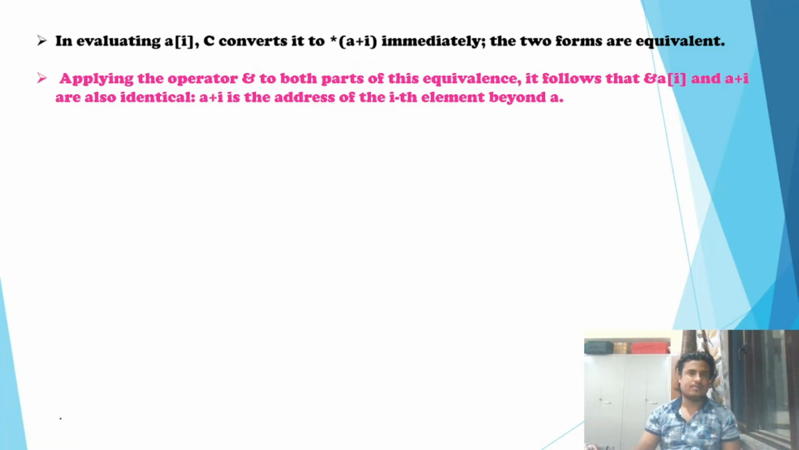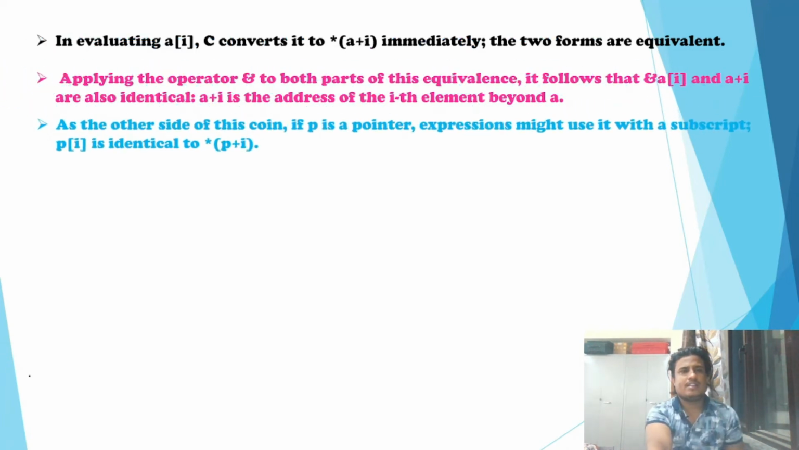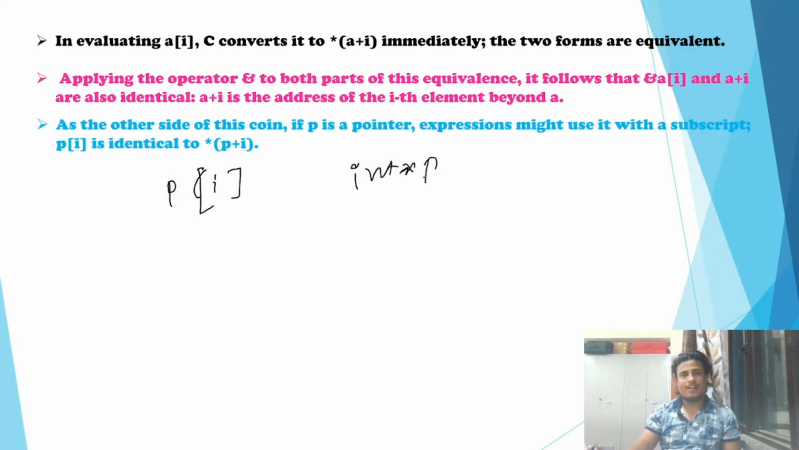Now let me show you the next point. As the other side of this coin, I have shown you that p[i] can also be written like this. It's a very fascinating thing: just declare one variable p, and assign the array to p. Now it behaves like an array. The amazing thing is you can see this. This is the power of the pointer.